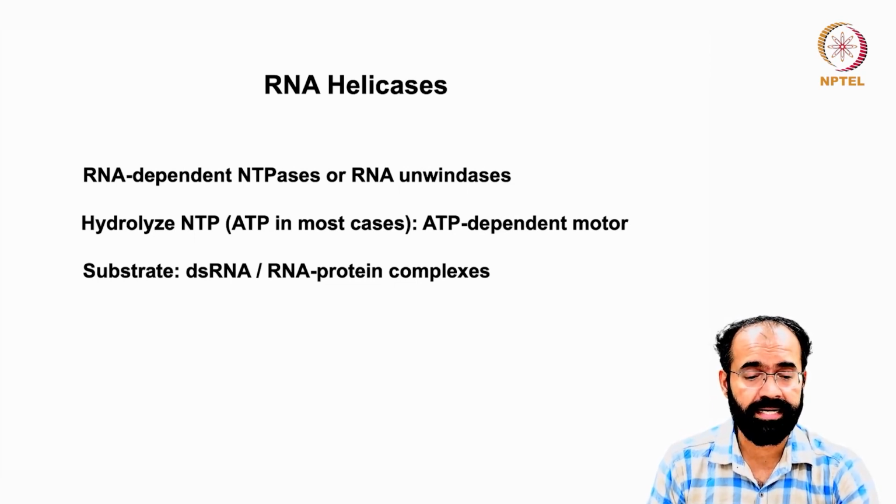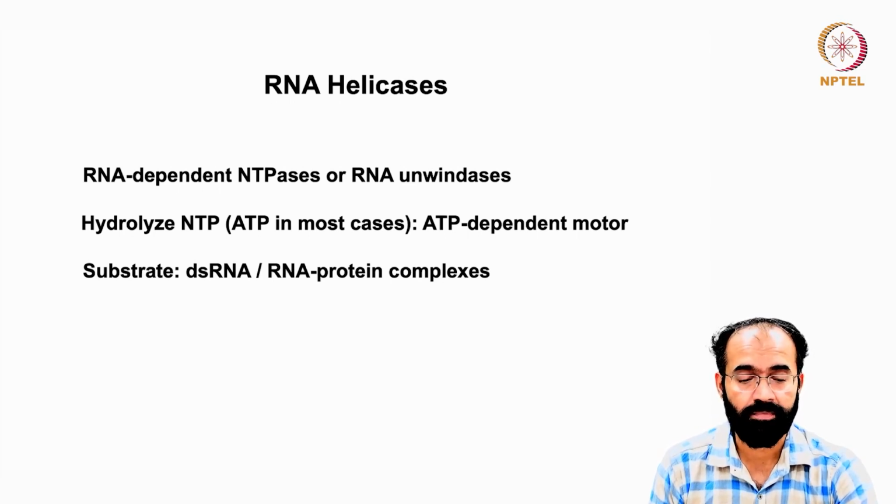They are needed for hydrolyzing the NTP, and in most cases it is ATP, so this can be called an ATP dependent motor. And many a times, remodeling double stranded RNA and RNA protein complexes, etc., requires RNA helicases.